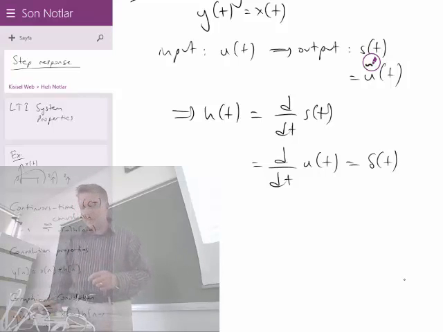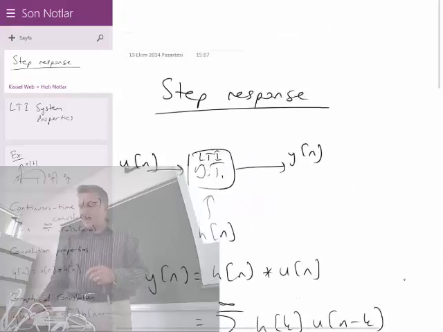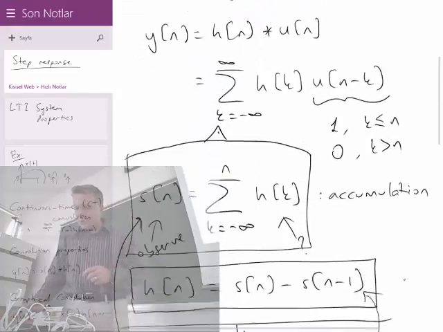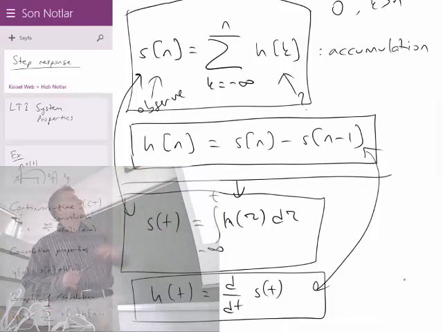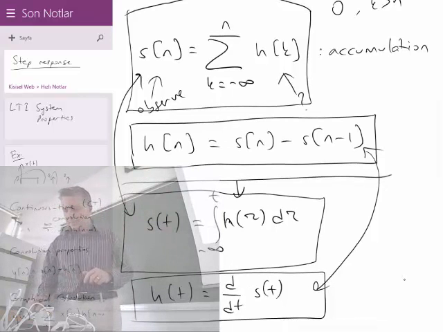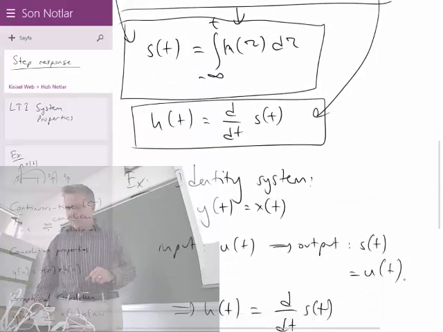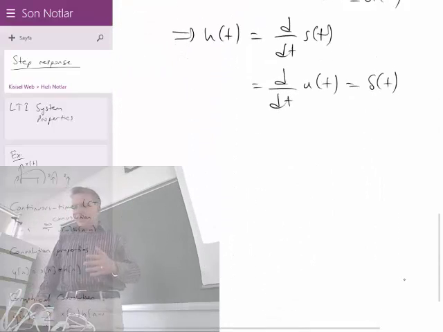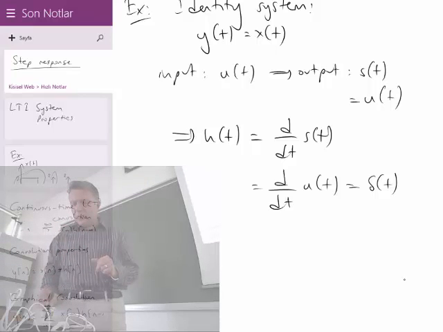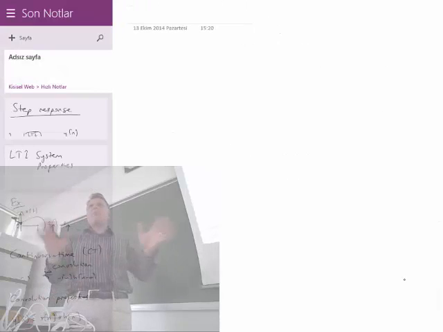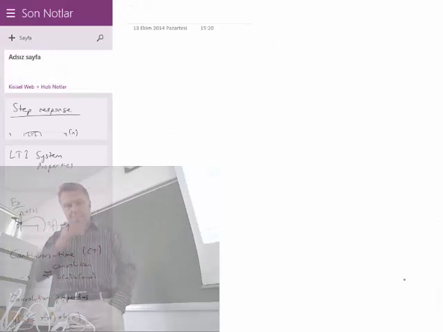As simple as that. And in discrete time, the derivative corresponds to the difference, the top equation. Okay. The unit step response and such things are more commonly used in physical control systems and in physical systems as well. So it's important that you will be able to come up with a solution in real life.